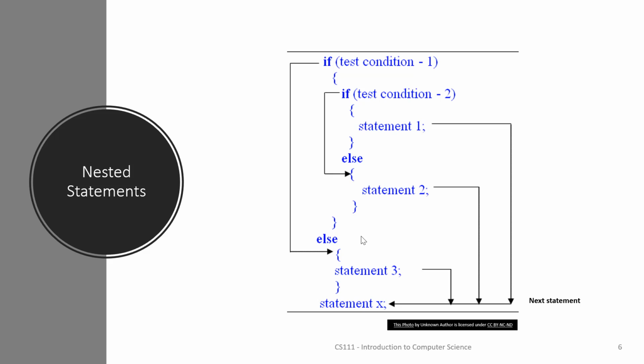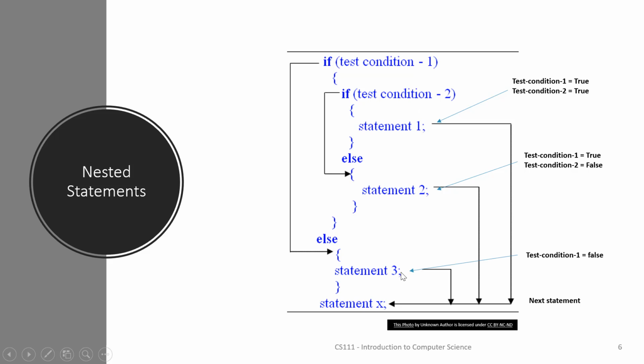Take a problem like this, given nested if statements. We call this nested because one condition must be true before it checks the two conditions. So we can ask the question, when will statement 1 be executed? For statement 1 to be executed, test condition 1 and test condition 2 must be true. For statement 2 to be executed, test condition 1 must be true, otherwise we wouldn't come here, but test condition 2 must be false because you're in the else statement. For statement 3 to be executed, test condition 1 must be false, and then you go into statement 3.